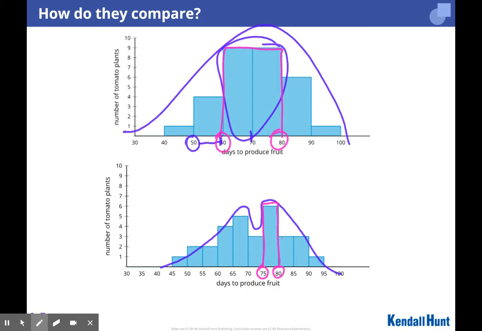Looking at histograms, you were not able to see the actual values. You only know the number of values within an interval rather than the values themselves. So we only know that 6 tomato plants were between 75 and 80. We don't know how many days those tomato plants actually took to produce fruit. We only know that they fell in that interval.